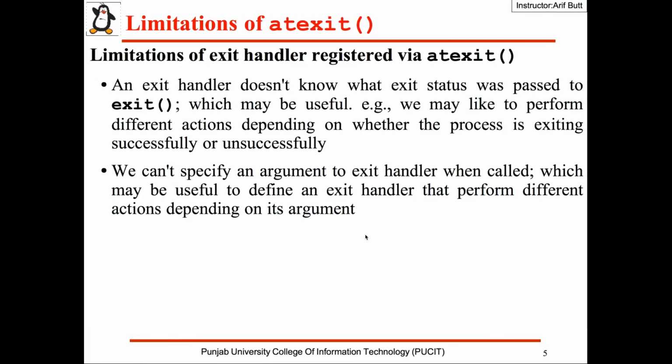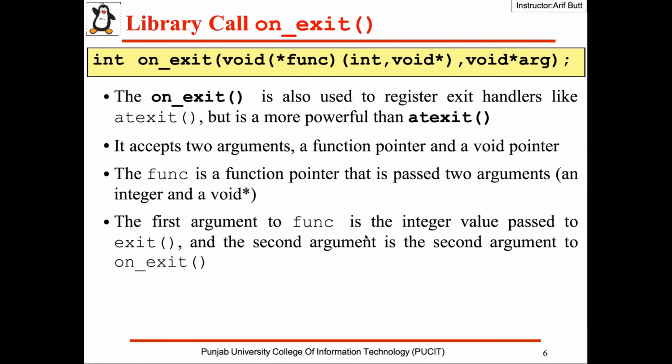Let me move over here and see, do I have a slide for this? Yes. Well, this on_exit is another function that you can use to register your exit handlers other than atexit. The on_exit is a powerful variant of atexit. It accepts two arguments. The first argument is a function pointer that is passed two arguments, an integer and a void pointer, and it returns nothing. The second argument to on_exit is again a void pointer.